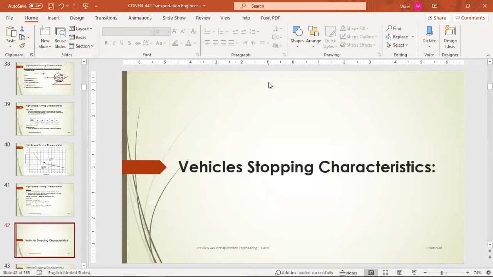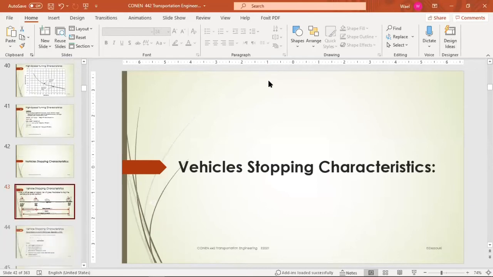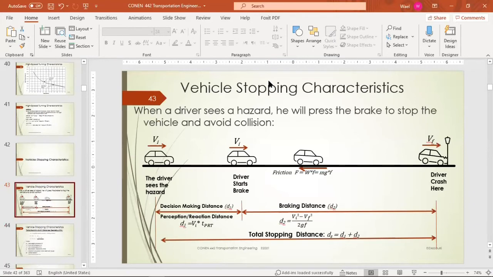Continue with the vehicle characteristics. The second most important characteristic for vehicles, which is basically the vehicle stopping characteristics. Vehicle stopping can be divided into the following phases. First, we have the perception reaction distance. Let's assume that someone is driving his car, then he sees an obstacle, okay? By the time he makes his own decision, we have a perception reaction distance, okay? This distance is basically the initial speed of the vehicle multiplied with the perception reaction time.